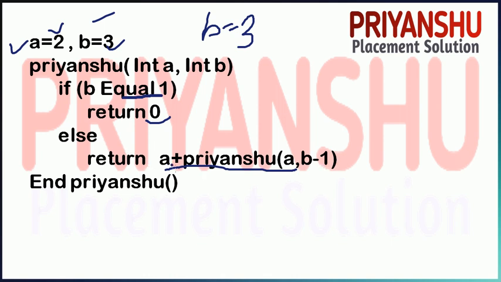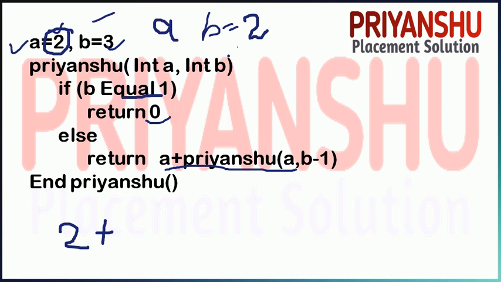It means that friends, the value of a is basically 2, right? And 2 plus again function called Priyanshu a comma b minus 1. So b minus 1 means 2. So now the value of a is similar, and the value of b is now 2. The value of b is 2, right? So the value of b is now 2.